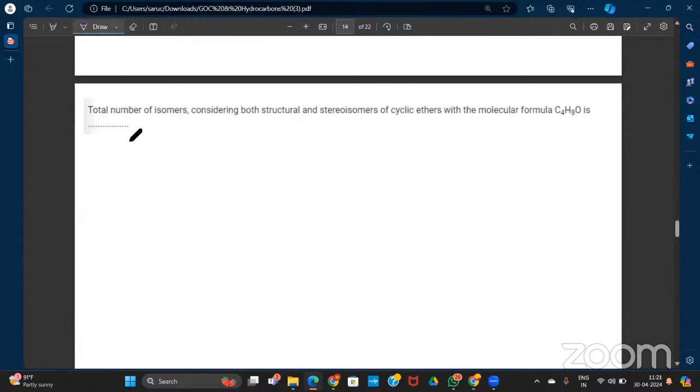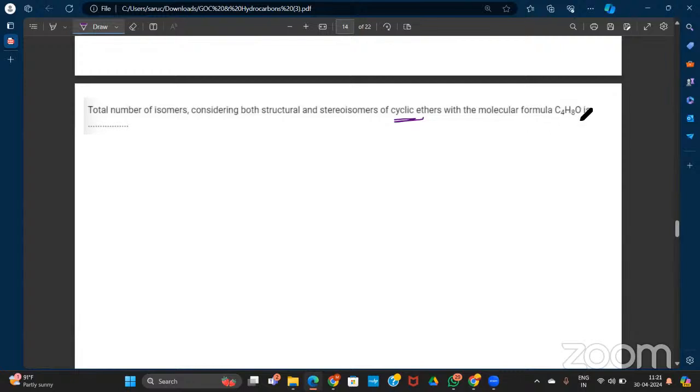Okay, so the next question is the total number of isomers considering both structural and stereoisomers of a cyclic ether with the molecular formula C4H8O. You have the formula as C4H8O. You have to find out the cyclic ether. You have to find both structural and stereoisomers. Okay, so it is a cyclic ether.